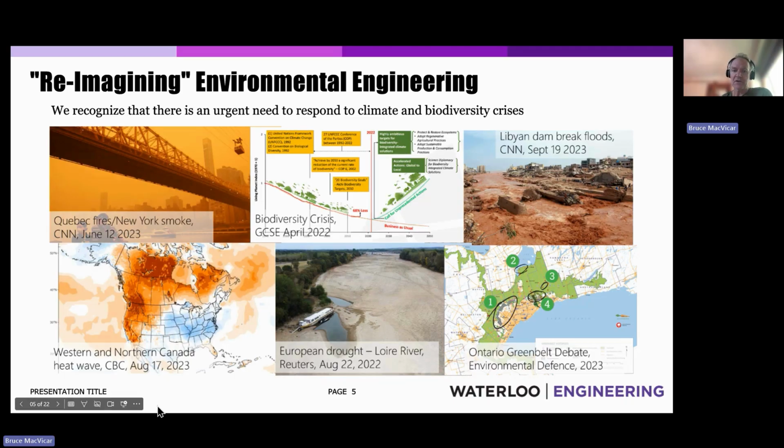These photos are a couple years old now, but they haven't changed all that much. Smoke in New York City in 2023 shocked a lot of people. But I was camping recently in Algonquin, a lot of smoke in Algonquin. There's a biodiversity crisis happening. We need to react. This is 2022. I don't think we've reacted. We're still following kind of a business as usual approach.